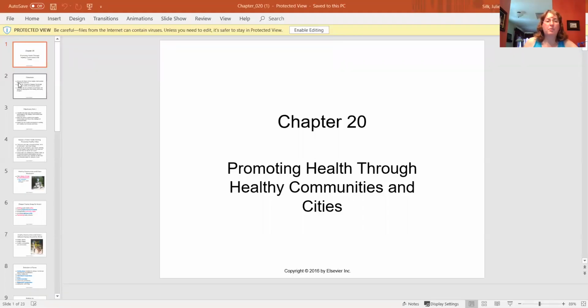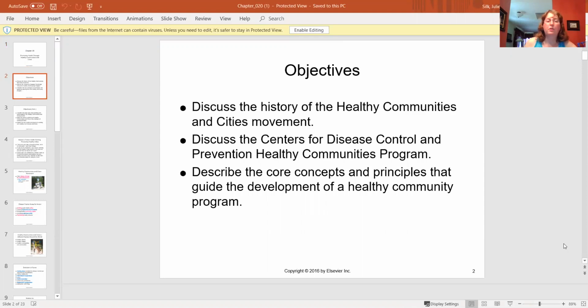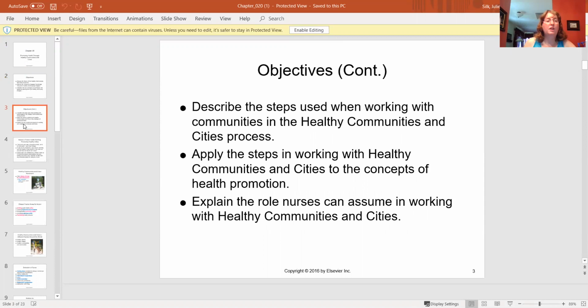All right, so in this chapter, some of our objectives. We are going to discuss the history of the Healthy Communities and Cities movement. We're going to talk about the Centers for Disease Control and Prevention Healthy Communities program. We're going to describe core concepts and principles that guide the development of a healthy community program. We are going to describe the steps used when working with communities in the Healthy Communities and Cities process. We're going to apply the steps in working with healthy communities and cities to the concepts of health promotion. And then we're going to explain the role nurses can assume in working with healthy communities and cities.